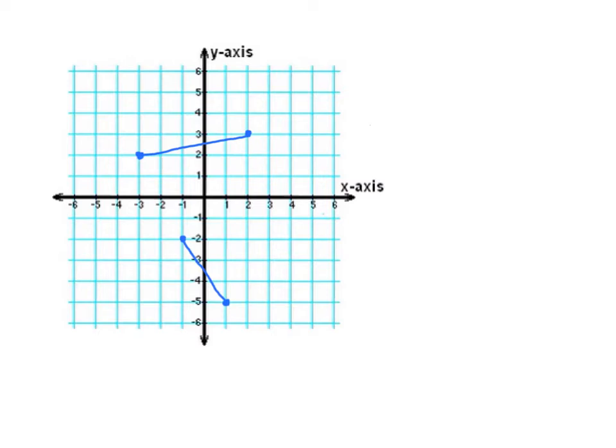For practice, I've drawn two different lines on this grid. I'd like you to compute the slopes of these two different lines, and then you can turn this back on again and see whether or not you agree with my thinking.